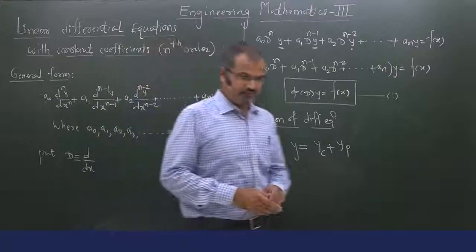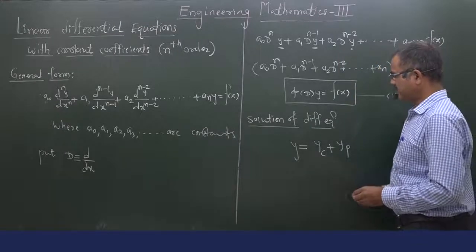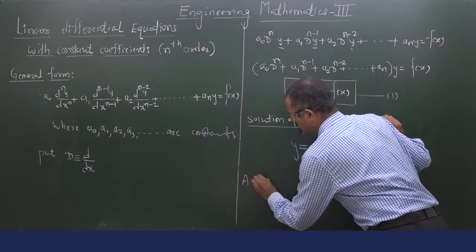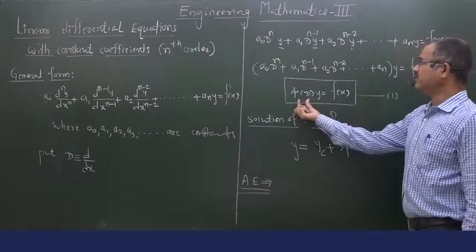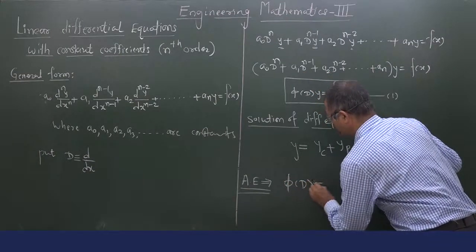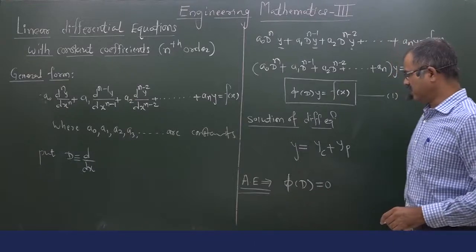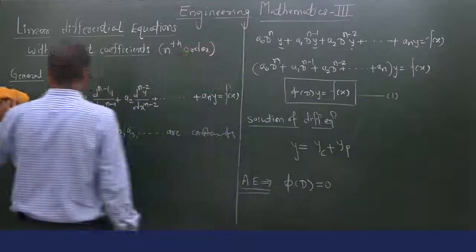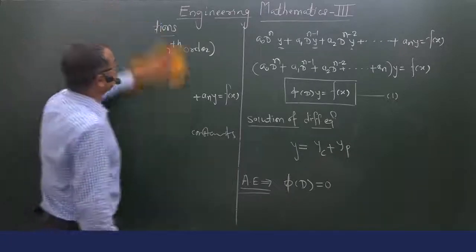Now how to calculate complementary function? For complementary function, we have to first find out the roots of auxiliary equation. So what is auxiliary equation? If you put this polynomial equal to 0, phi of D equal to 0 or f of D equal to 0, this equation is called an auxiliary equation. This is helpful to find the solution of differential equation.